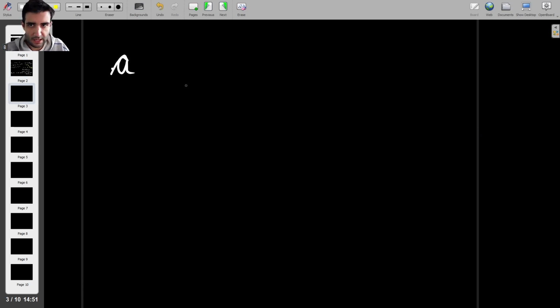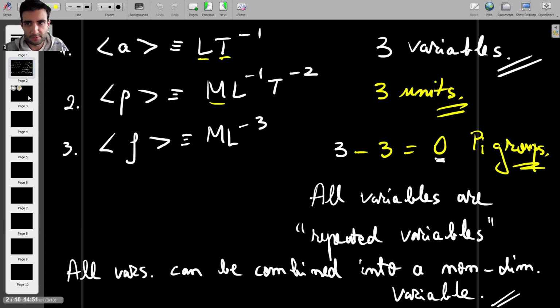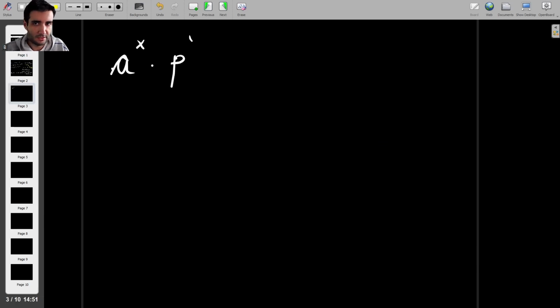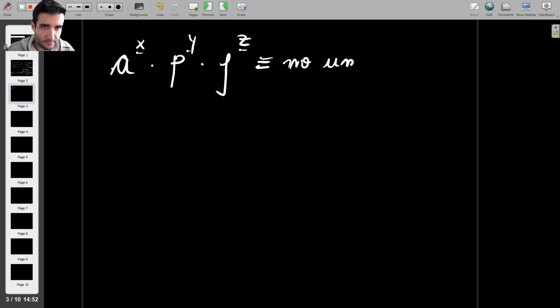So I'm going to take A and raise it to the power of X, and multiply that with pressure raised to the power of Y, and then multiply by density to the power of Z. So I want to have X, Y, and Z such that whatever comes out on the right hand side will have no units.